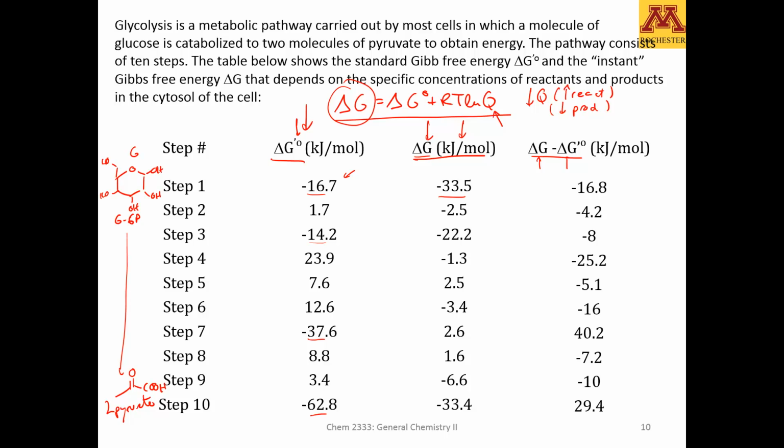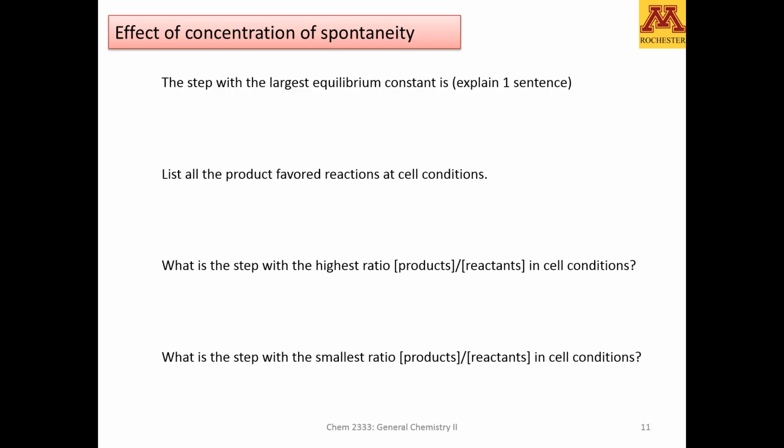So let's try to answer some questions about this 10-step glycolysis pathway. We have 4 questions, and we're first being asked for the step with the largest equilibrium constant. Let me remind you that there is a relationship between the equilibrium constant and the standard Gibbs free energy. This just tells you that the larger the K, the logarithm of something large is positive, so the more negative will be your delta G standard. Notice that it's a standard one.